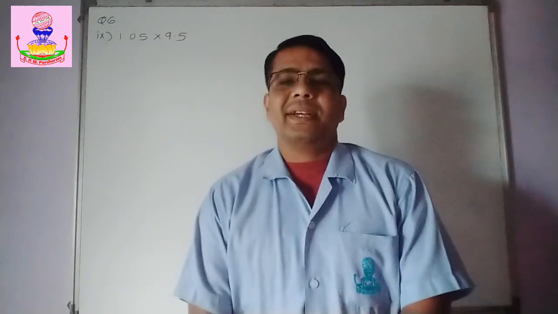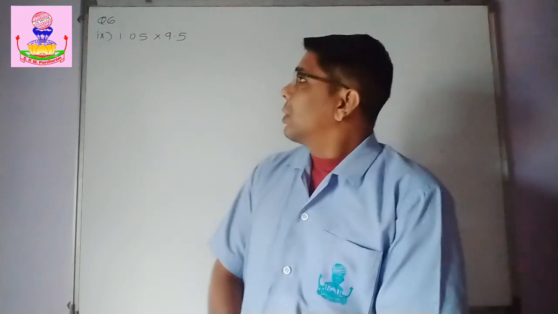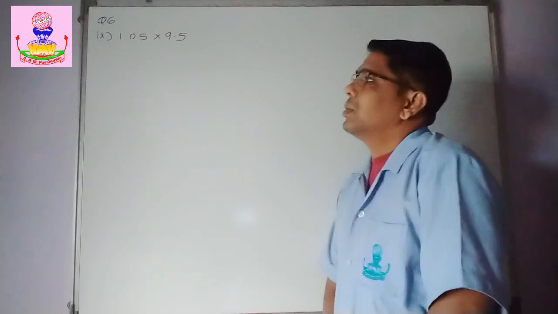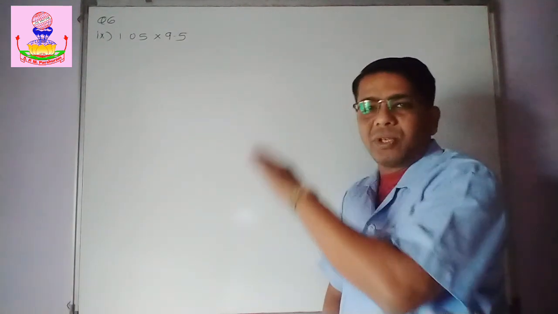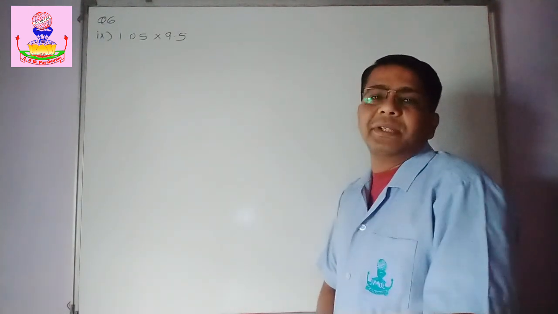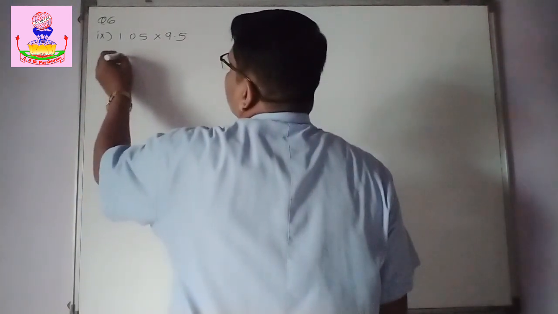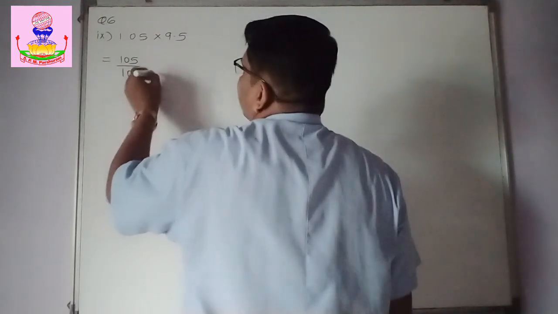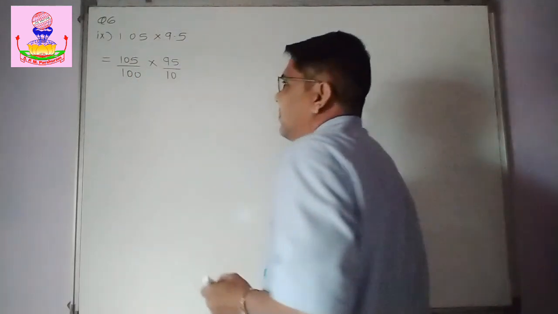So we are solving exercise 9.5, question 6, the ninth one. Yesterday I gave a correction, 1.05 into 9.5. Actually you can solve it as it is given, but there is a certain arrangement. Here you have to remove the decimal point. So 105 upon 100 into 95 upon 10.